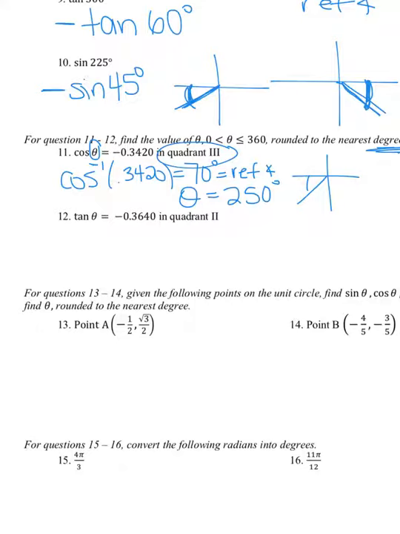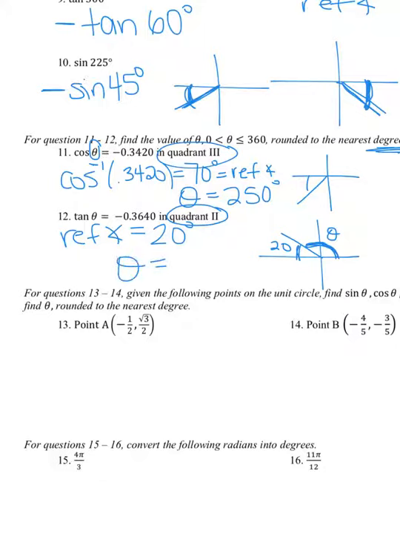I'm going to press second, tangent, ignore the negative, that way it gives you the reference angle. And your reference angle here is going to be about 20 degrees. However, we're in quadrant 2, so 20 degrees in quadrant 2 tells me this is 20, which means theta is equal to 160. So 180 minus 20 degrees is 160 degrees.